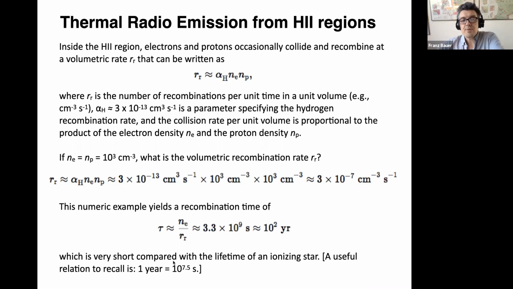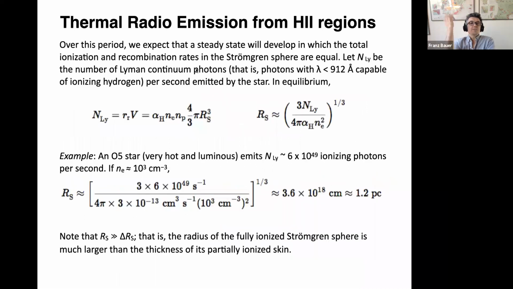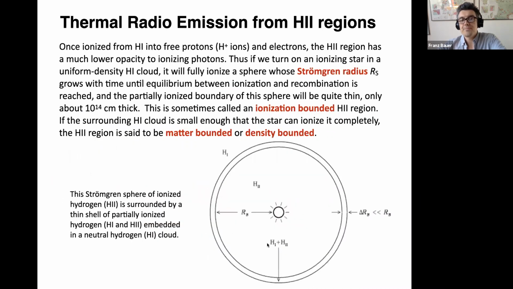So this is relatively short compared to the lifetime of an ionizing star, which might be of order millions of years. So over this period, we expect a steady state to develop relatively rapidly. And so we end up with this Strömgren sphere of ionization. And so now we have a plasma.